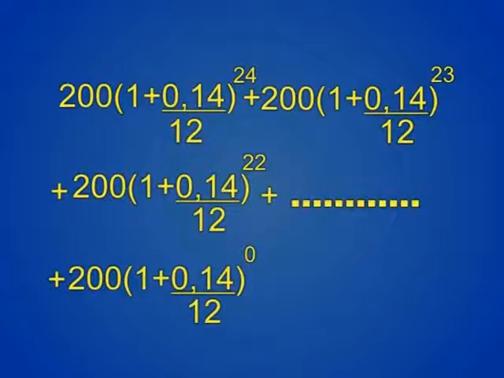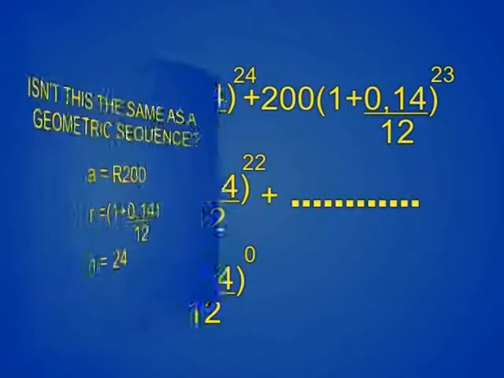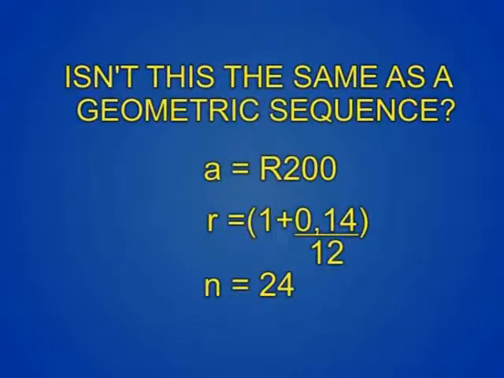Now think about this. Is this not the same as a geometric sequence? The A value is 200 Rand. Our ratio is 1 plus 0.14 over 12. And the number of terms is 24.